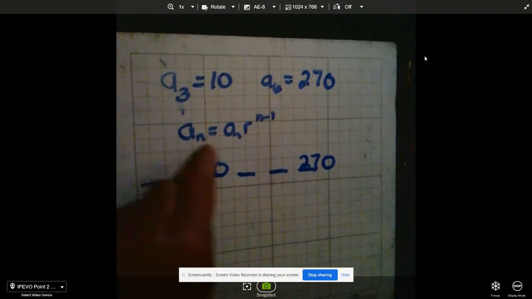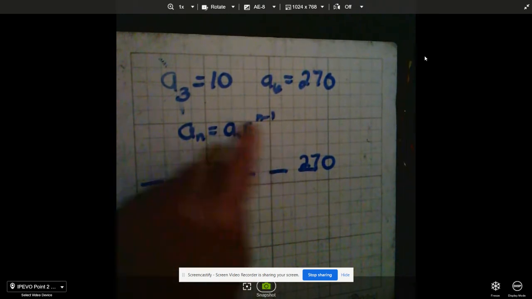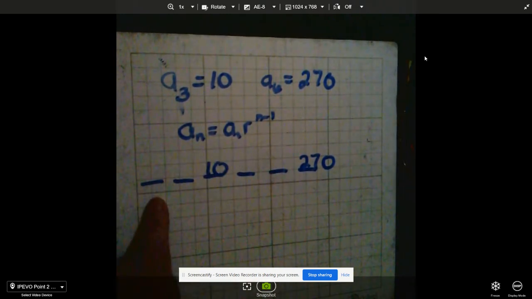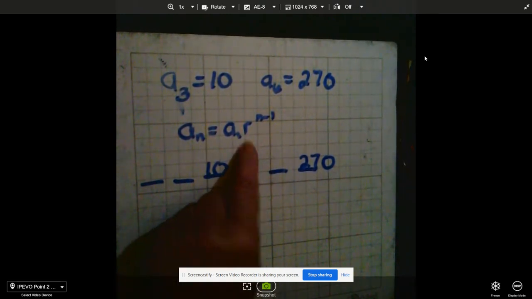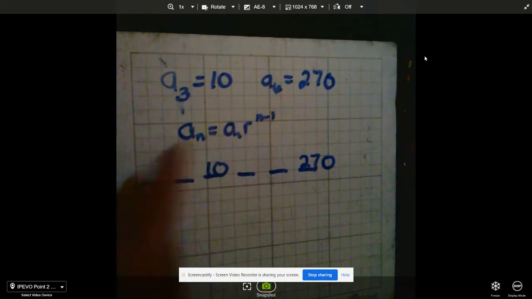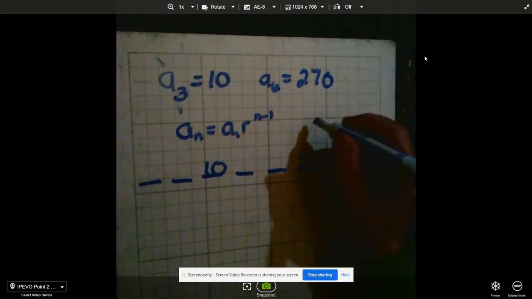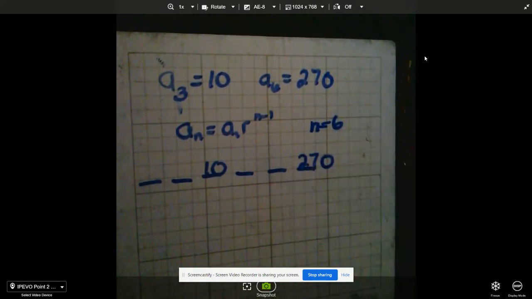Well, what did they ask you to do? They asked you to write a rule. In order to write the rule, I need to know A1, which I don't know. I need to know R, which I don't know. And I need to know N, which I do know, because if I have 6 things, 1, 2, 3, 4, 5, 6, then I know N is 6. So that's the one thing I do know.